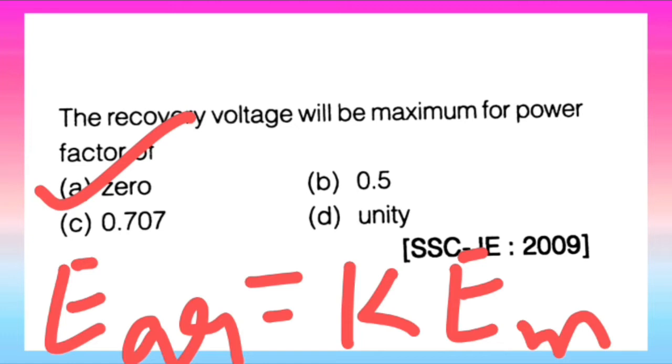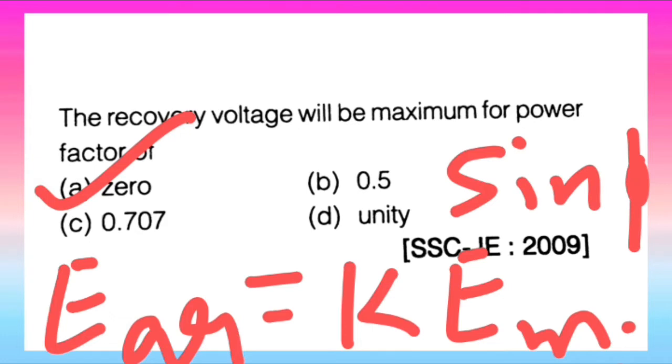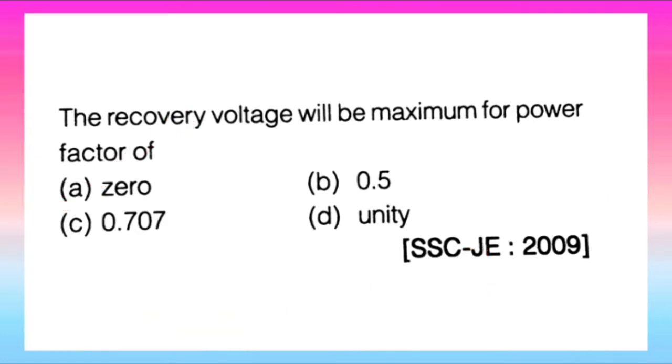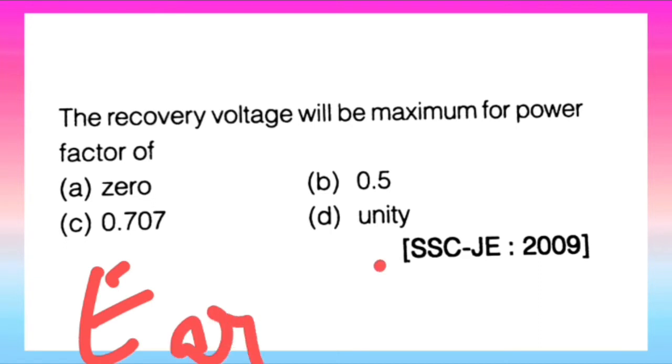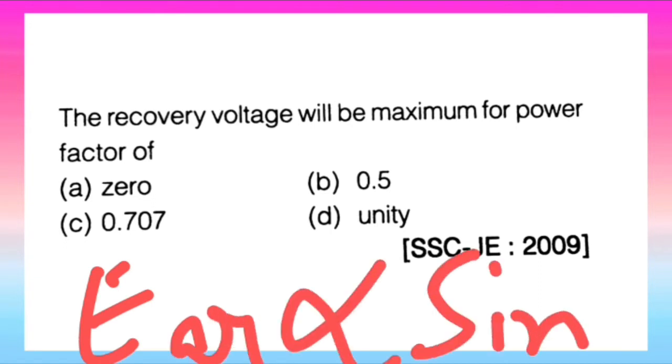Sin phi. That's why EAR is directly proportional to sin phi. EAR means active recovery voltage. Hence, EAR will be maximum for 0 power factor.